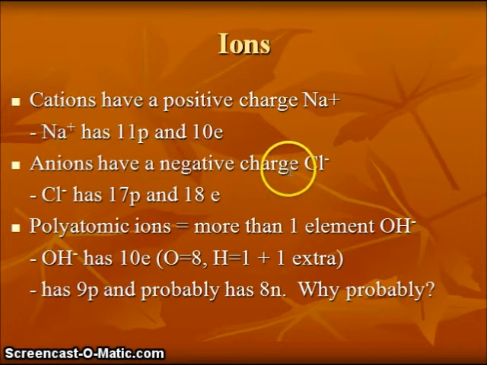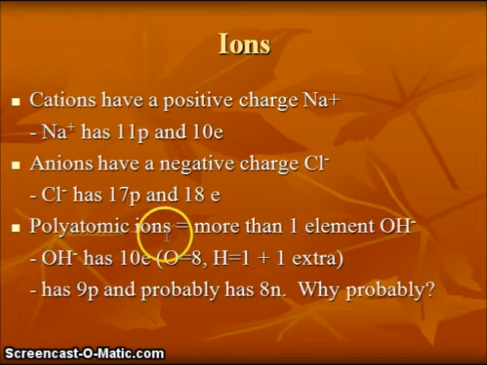Anions are going to have negative charges. The chloride ion is an example of this. A chlorine atom would have 17 protons and 17 electrons. When that atom gains 1 additional electron, it will cause the particle to become stabilized and to also have a -1 charge.